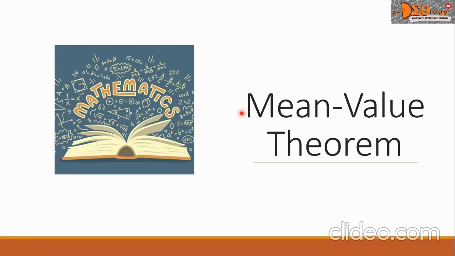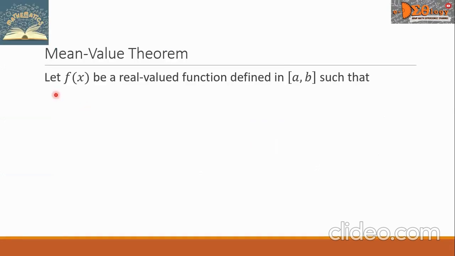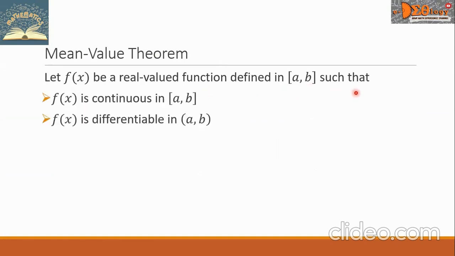Today we're going to study the mean value theorem. Let f of x be a real valued function defined in the closed interval from a to b, such that these two conditions are satisfied. The first condition is f of x is continuous in the closed interval from a to b. Second condition, f of x is differentiable in the open interval from a to b.